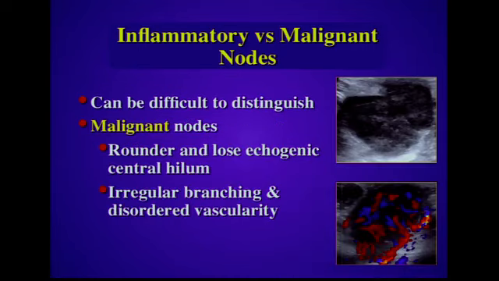Malignant lymph nodes, on the other hand, tend to be rounder. They lose the echogenic central hilum. As we see from this example, notice here we just see a heterogeneous mass without the normal architecture of the lymph node. And with color Doppler, we can see irregular branching and disordered vascularity. And these features tend to be helpful in distinguishing malignant nodes from inflammatory nodes.